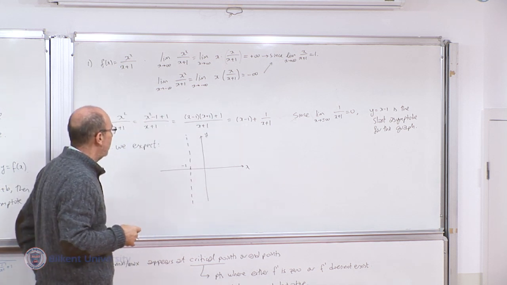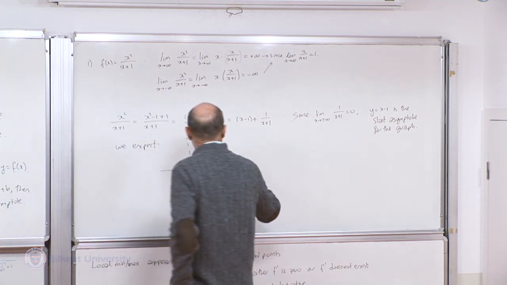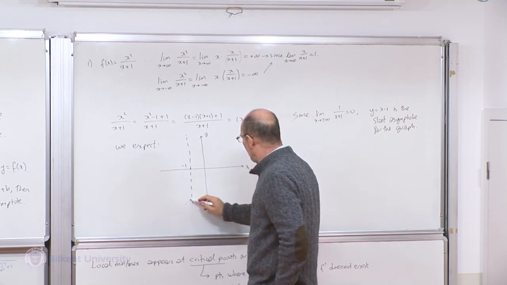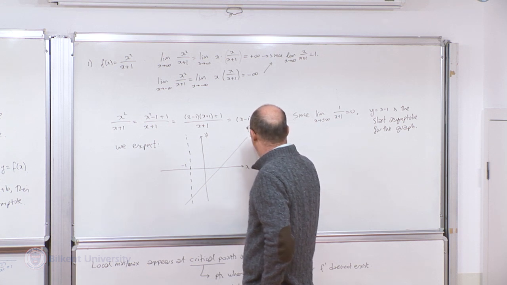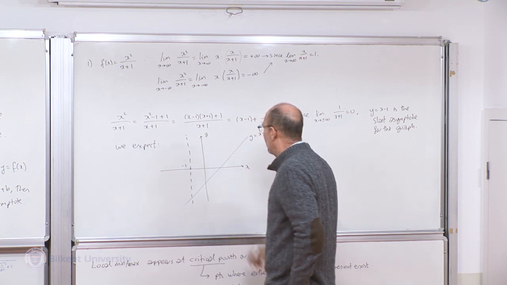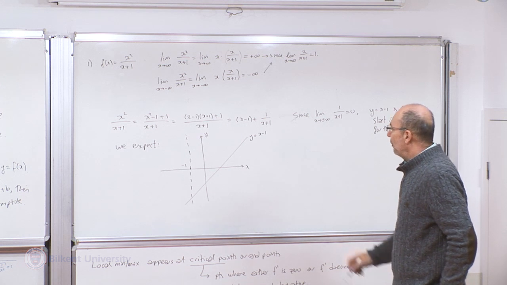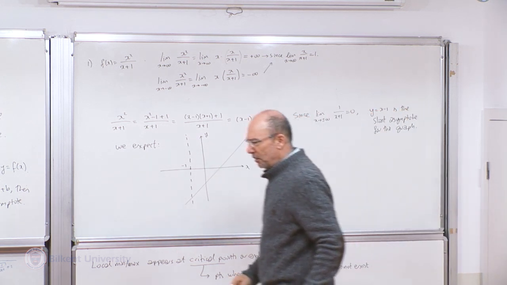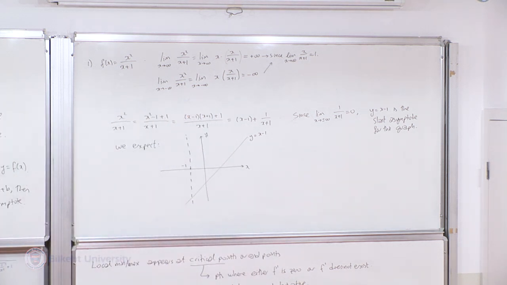So y equals x minus 1 means when x is 1, it is 0. So we have this thing. This is y equals x minus 1. And the function will pass from here. So I think I did this example in detail. Let me check.